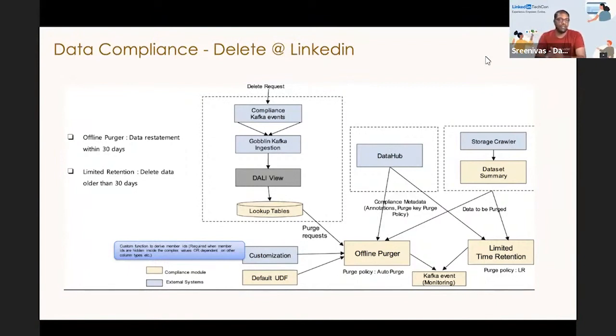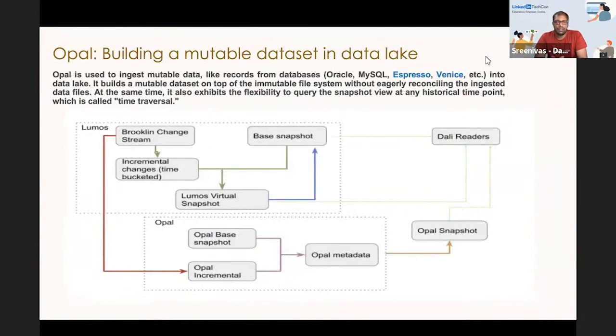Next, I will quickly cover Opal. That's the second area which the Bangalore team is responsible for. Here the problem we are trying to solve is how do we ingest mutable data from databases to the offline world at a low latency at scale, so that it can be used for further processing, or for reporting and other things, right?